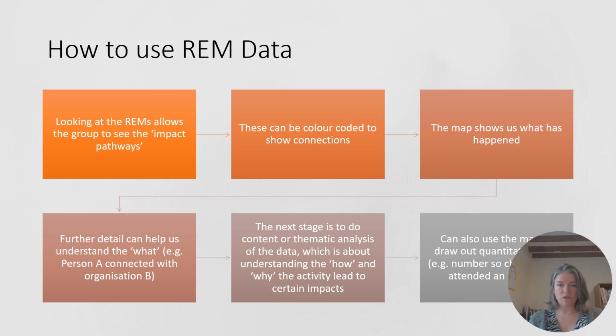Colour coding things that show the connections, how things link together, showing what's happened. It tells a really lovely qualitative story. It helps people understand the what in terms of who connected with who, what led to what, and so on. But then the next stage is to think about understanding the how and why the activities led to certain impacts. It can also be used to map out and draw out quantitative data, for example, the numbers of people who attended an activity.